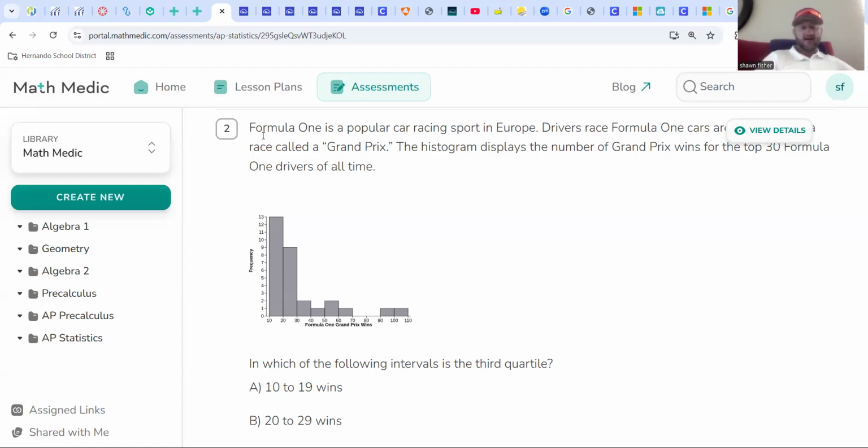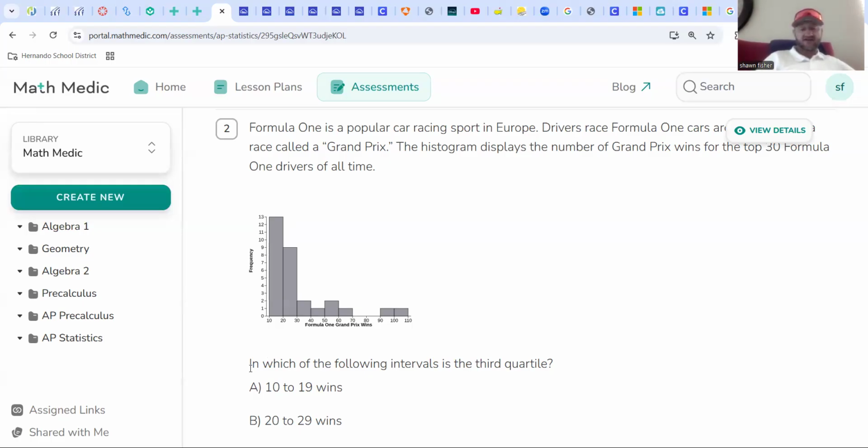For example, how many drivers won 10 to 19? Remember, this bar right here, we don't necessarily count as the first bar. So 20 actually belongs in this one right here. 10 to 19. How many drivers won 10 to 19 wins? Well, there's about 13 drivers that won 10 to 19 wins. 13 of the drivers did that, so on and so forth.